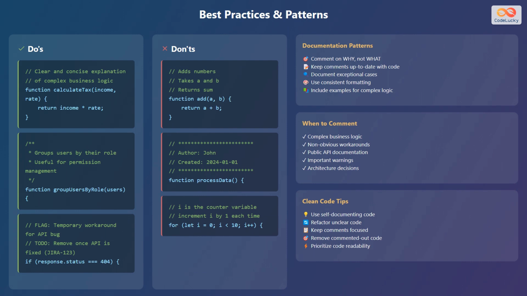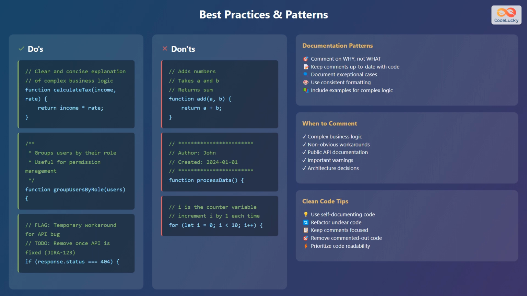Finally, let's look at some best practices and patterns for using comments. It's crucial to comment on why your code is doing something, not just what it's doing. Comments should be kept up to date with your code. Make sure to document any uncommon situations in your code and keep a consistent formatting style in your comments. It's also really helpful to include examples for complex logic.